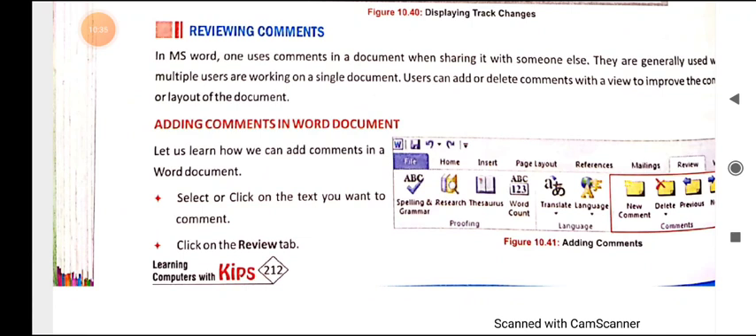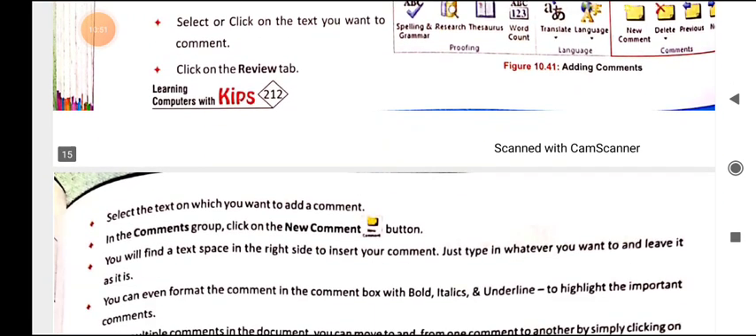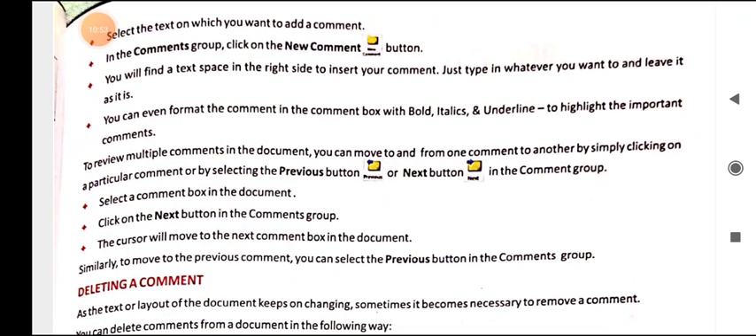Let us learn how we can add comment in a Word document. So first of all, select or click on the text you want to add comment. So first you need to select the text on which you want to add the comment and now click on the review tab. After selection, click on the review tab. Now select the text on which you want to add a comment.